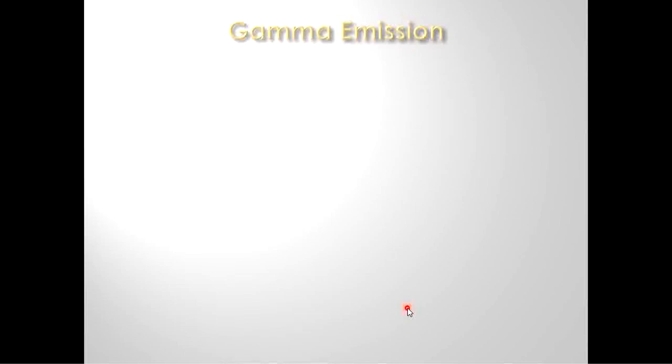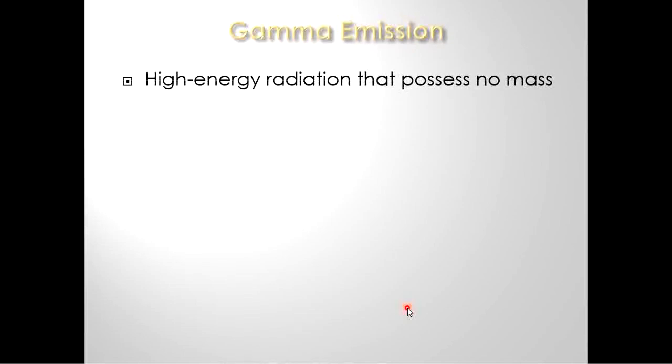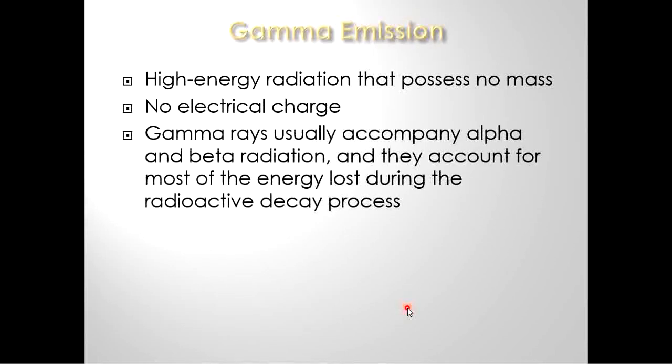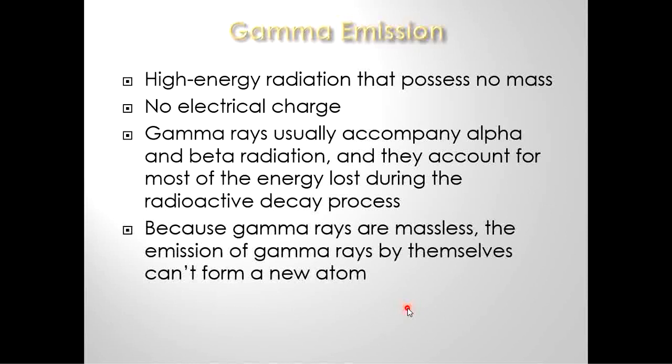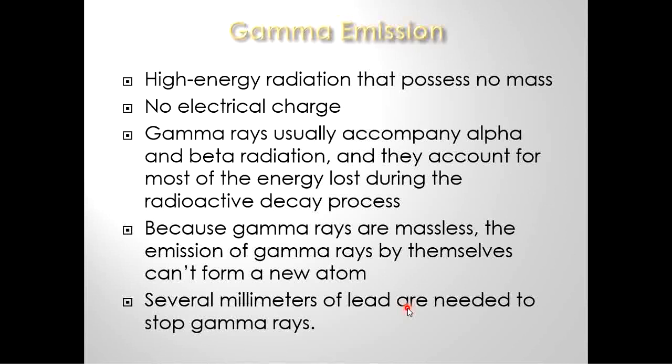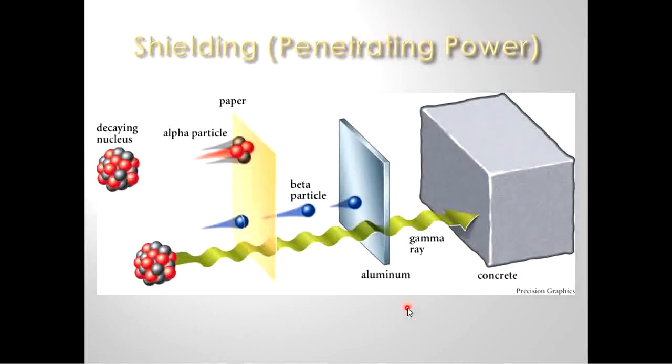The last one we're going to talk about is gamma emission. Gamma radiation is just high energy that possesses no mass and no charge. It usually accompanies alpha and beta radiation, and it accounts for most of the energy lost during the radioactive decay process. An example of gamma is X-rays. Because gamma rays are massless, gamma rays by themselves cannot form a new atom. It can be stopped by lead or concrete, which is what we see here. So you can see that alpha can be stopped by a piece of paper, beta can be stopped by a thin sheet of metal, and gamma can be stopped by concrete.